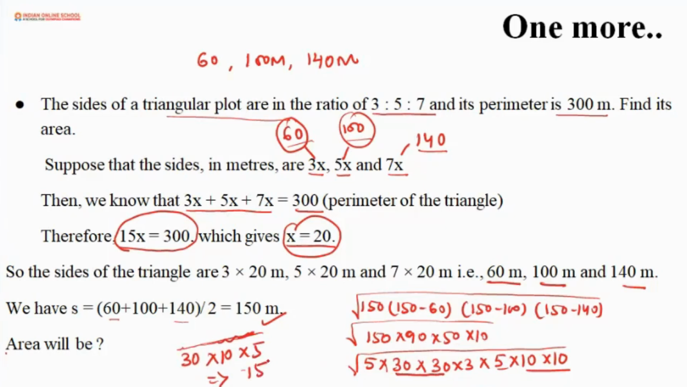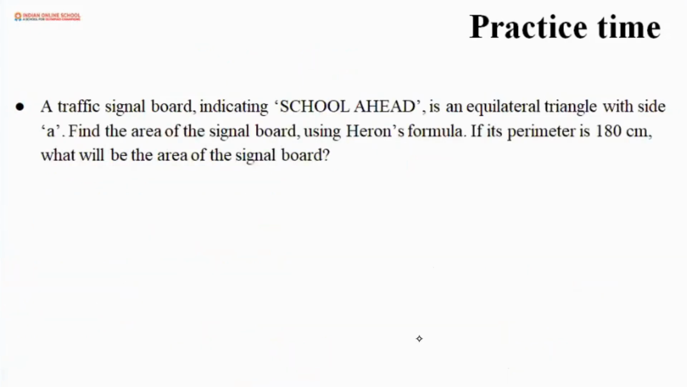Ma'am, under root 3 is also there. Yeah, under root 3 is also there. So that will be our area. Got it, everybody? Yes, ma'am. So like this, we have made our whole calculation very easy. Otherwise, it is going to take a lot of time. Understood, everyone? Anybody is having any doubt? No? Okay. So one more question for you.